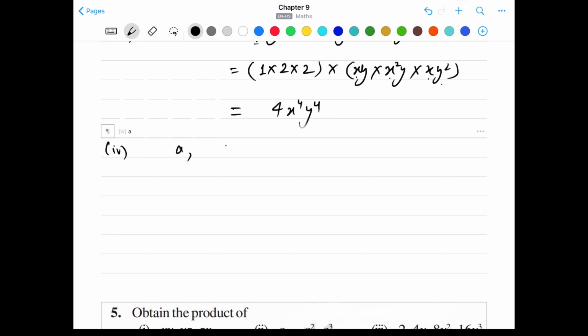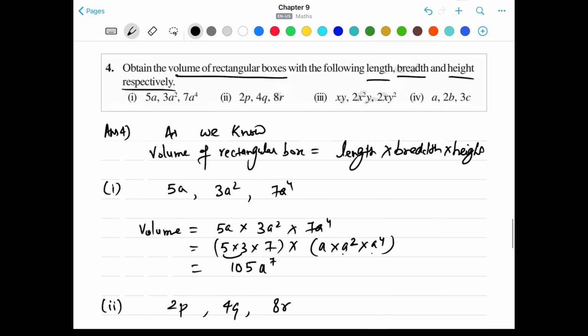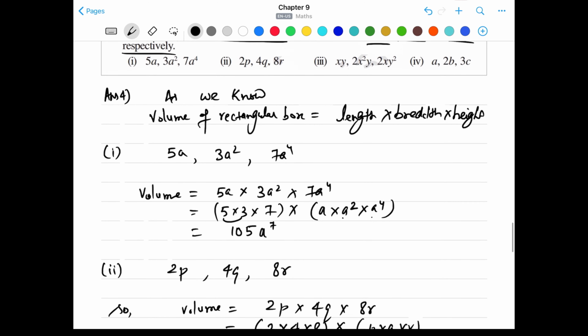Here we have a, 2b and 3c. So the volume will be equal to a into 2b into 3c. Let's multiply the numbers first. So here we have 1 multiplied by 2 multiplied by 3, then collectively multiplied by a into b into c. So this 1 into 2 into 3 will give us 6, a into b into c will give us abc. So that's the volume for the part 4. This is the answer number 4 for the exercise 9.2.